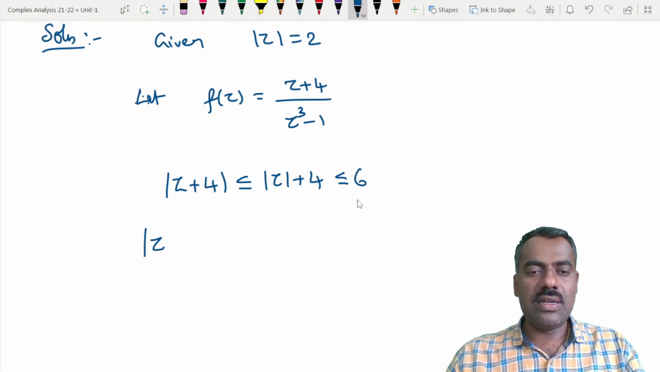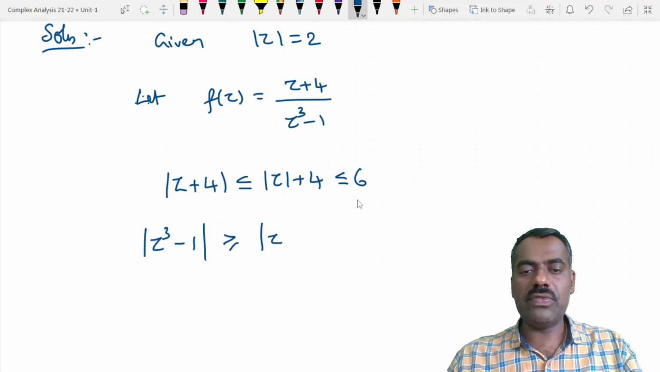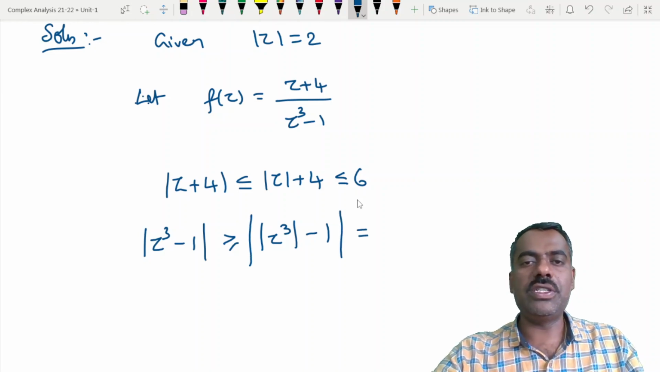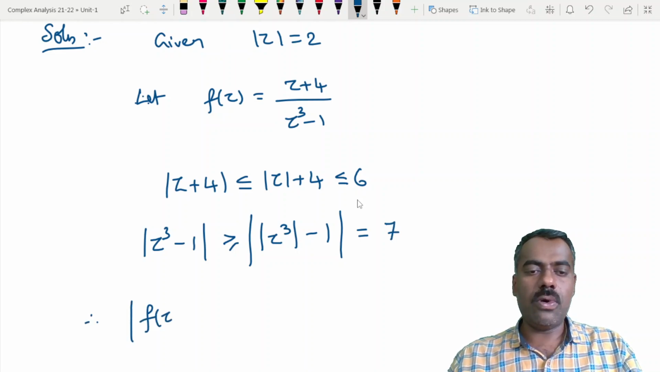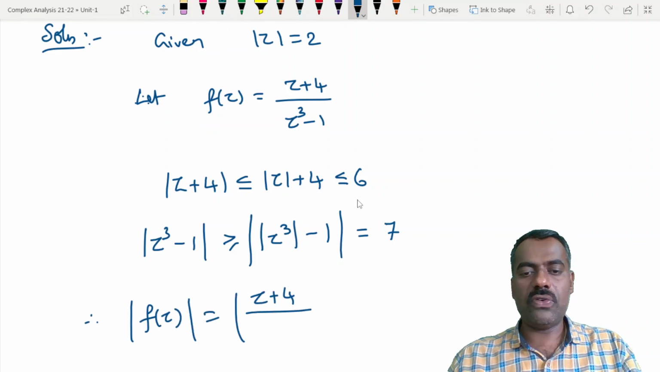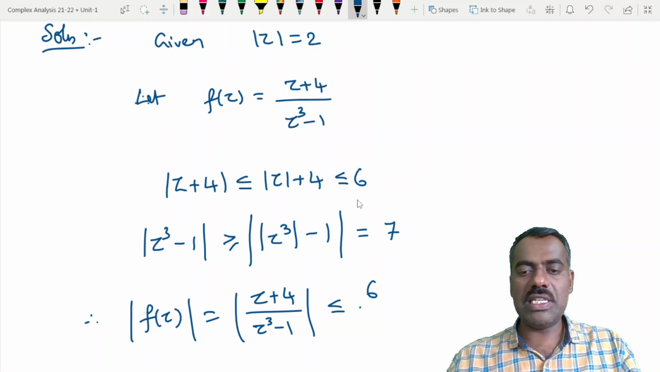And as I said, when you have a denominator, we try to find the minimum value. So this is mod (z³ − 1), which is at least mod z cubed minus 1. Of course, you will have the modulus of this, but here it is positive. So this is 2 cubed, which is 8, minus 1, which is 7. Therefore, mod f of z, which is (z + 4)/(z³ − 1), is less than or equal to 6, and 1 by this is less than or equal to 1/7. So you have M equal to 6/7.